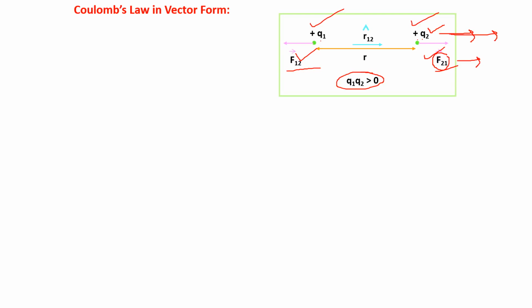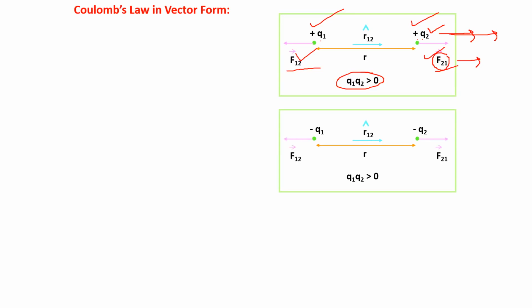Now suppose both are negative, then again the product q1 q2 will be greater than 0. In this case also, Q2 will experience force due to Q1 along this direction, F21. F21 is the force experienced by Q2 due to Q1 along this direction, and F12 is the force experienced by Q1 due to Q2 along this direction. Means Q1 will repel Q2 along this direction, and Q2 will repel Q1 along this direction.